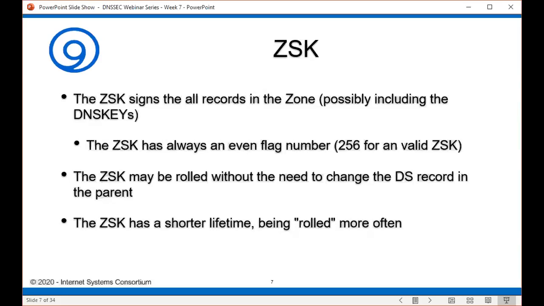So the ZSK has an even flag number. In this case, it is going to be a 256. And it is able to be rolled or changed without the need to change the DS record in the parent. So the ZSK only appears in the child. It has no relationship to the DS record in the parent because, again, the DS record is the hash of the key signing key. So you can make a change to your ZSK as often as you want, allowing it to have a shorter lifetime, and it can be rolled more often with less interference between you and the parent.